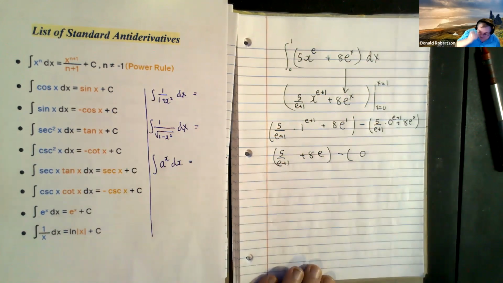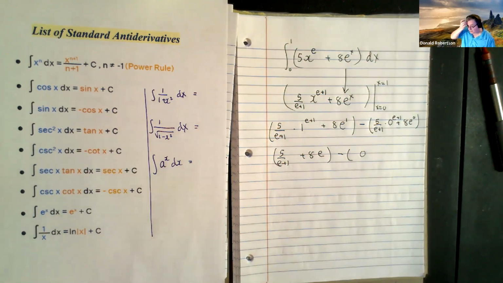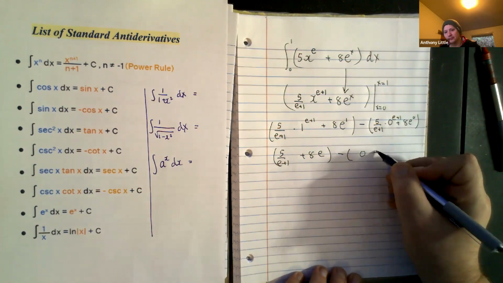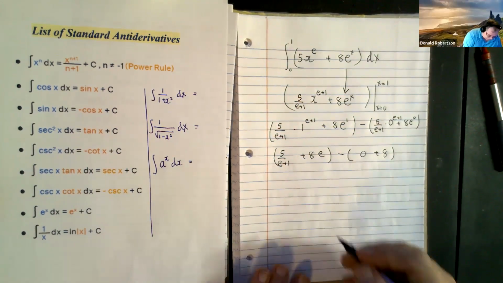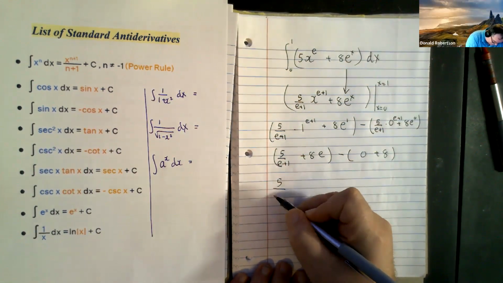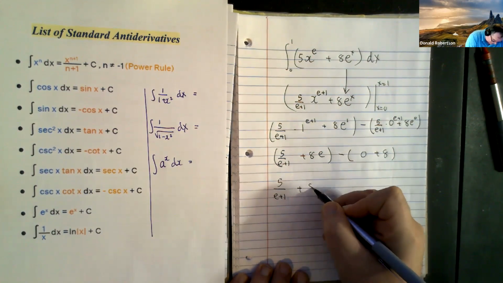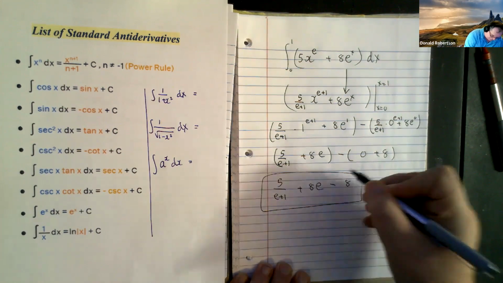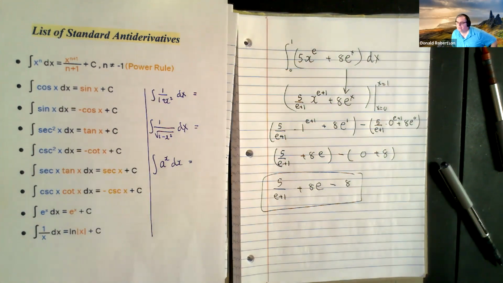Now, what about e to the power of 0? That is a number as well. What number is e to the power of 0? 1. So 8 of them gets you 8. So our answer is that guy plus that guy, take away 8. Not the prettiest answer in the world, but it is the answer.